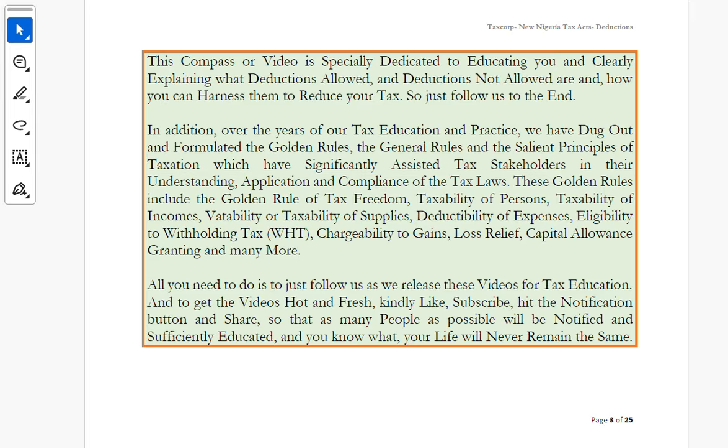In addition, over the years of our tax education and practice, we have dug out and formulated the golden rules, the general rules, and the silent principles of taxation, which have sufficiently assisted tax stakeholders in their understanding, application, and compliance of the tax laws. These golden rules include the golden rule of tax freedom, taxability of persons, taxability of incomes, vatability or taxability of supplies, deductibility of expenses, eligibility of withholding tax, chargeability to gains, loss relief, capital allowance granting, and many more. All you need to do is to just follow us as we release these videos for tax education.